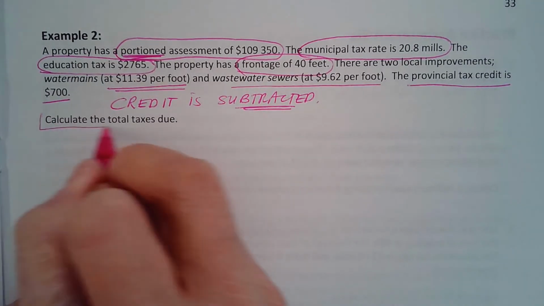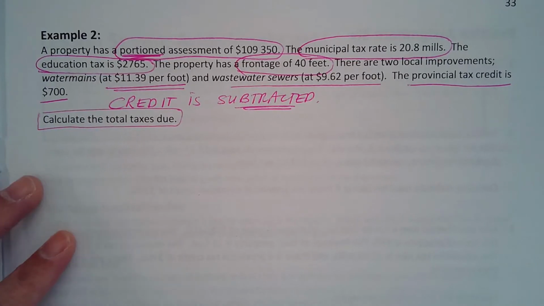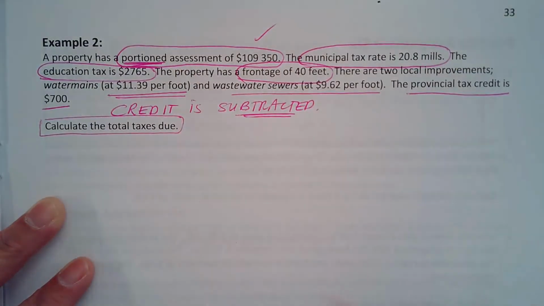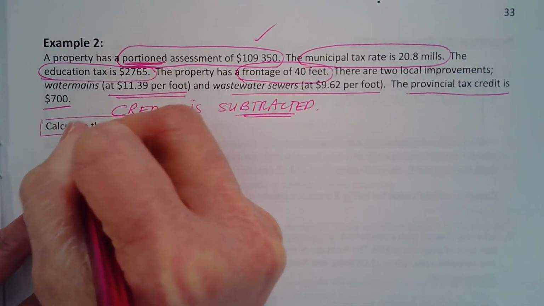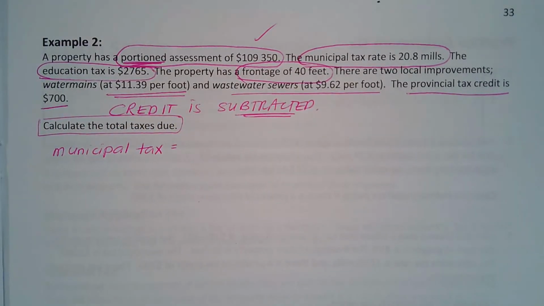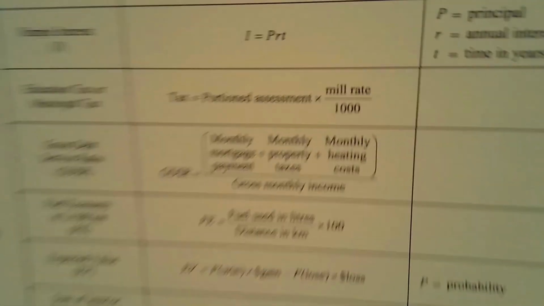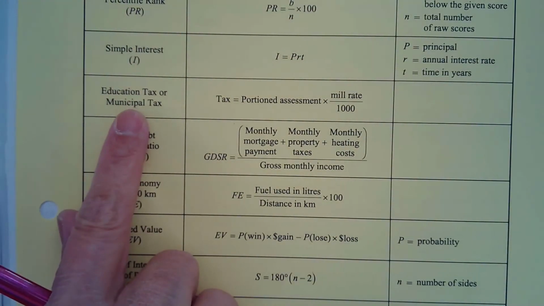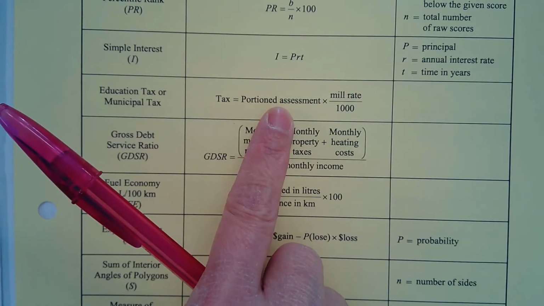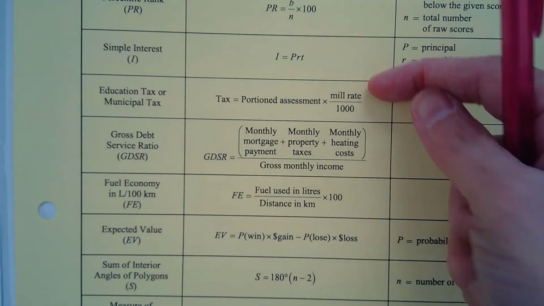It says here, calculate the total taxes due. This is already portioned assessment, so that's good. We're going to do the municipal tax. How do you calculate municipal tax? I showed this to you already before, and if there's anybody here who doesn't have this, let me know. Municipal tax or education tax, it says here, portion assessment times mill rate divided by 1,000.